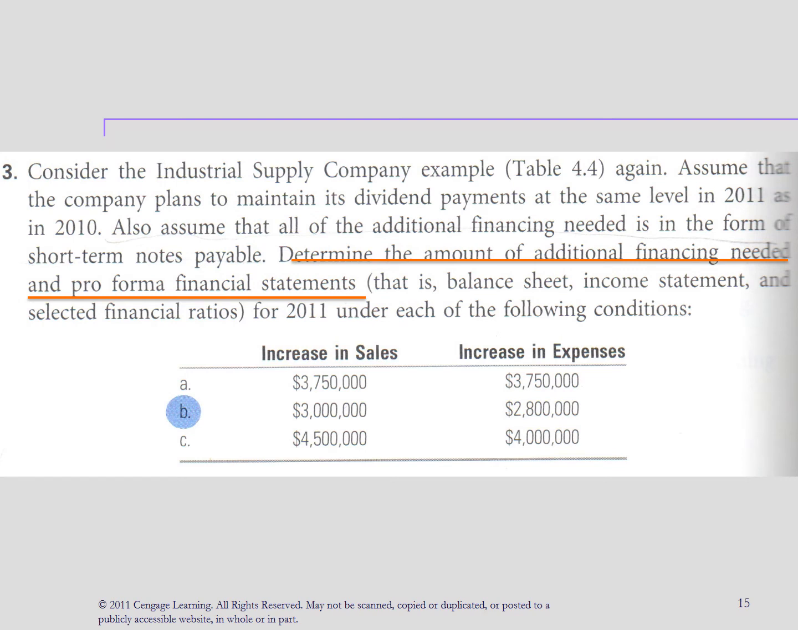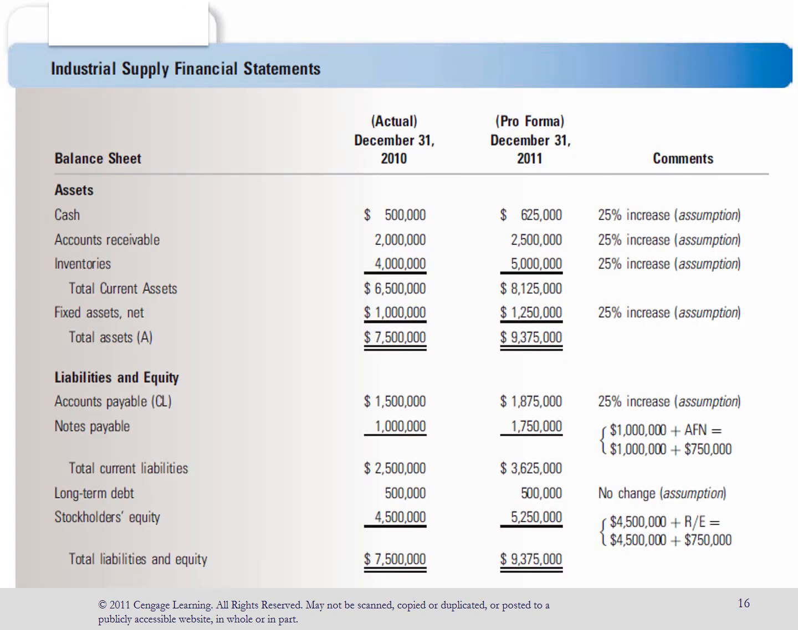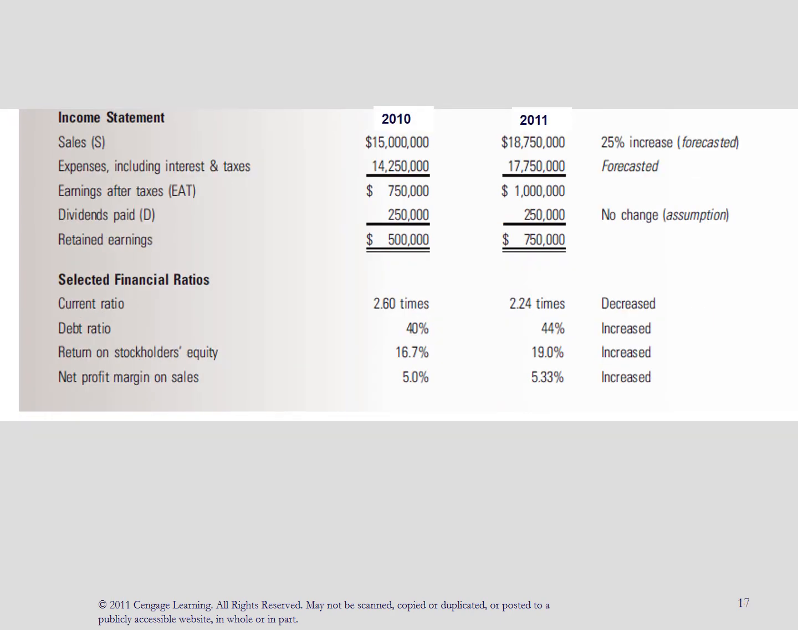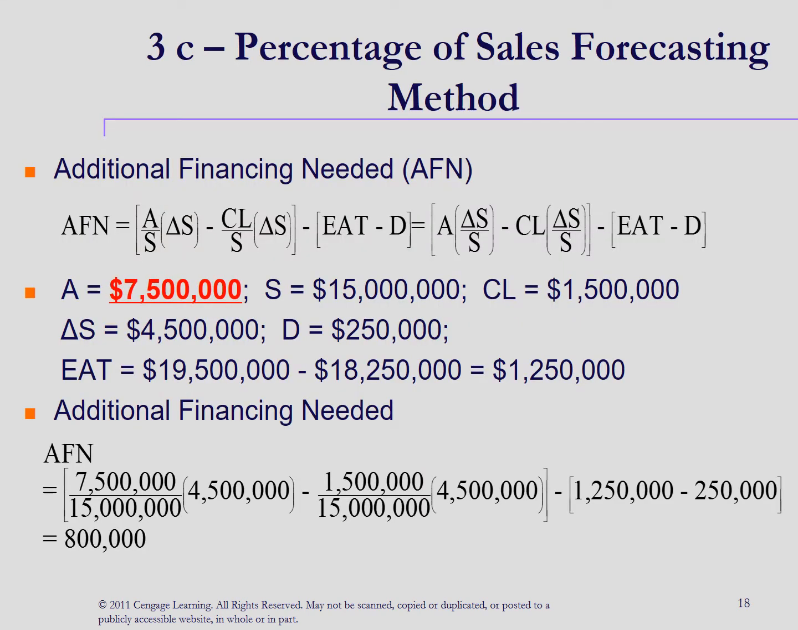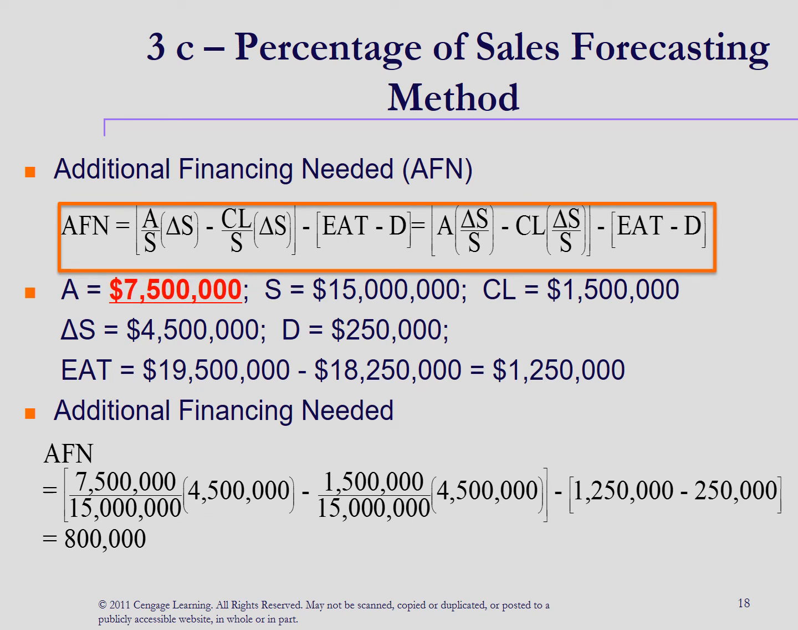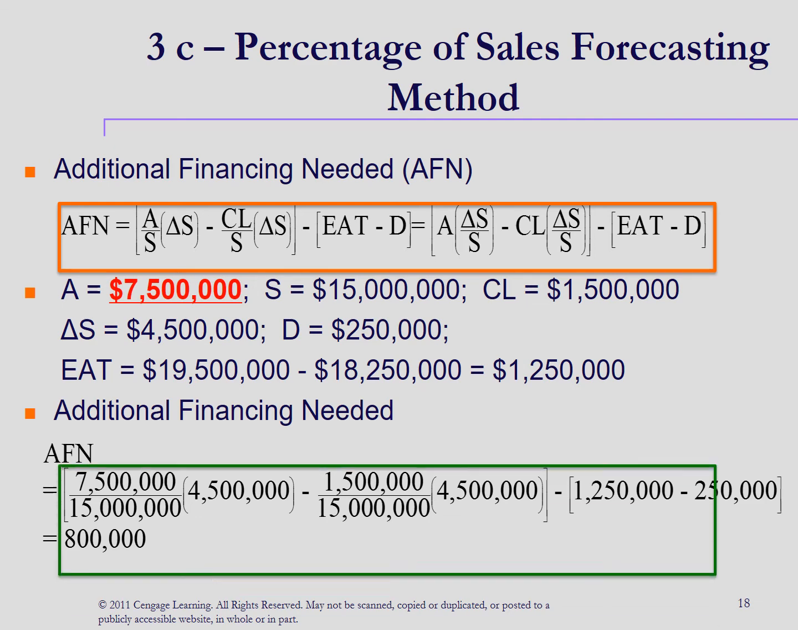Let us work on a problem to illustrate how to obtain the additional financing needed using the percentage of sales forecasting method. First, write down the formula of the additional financing needed when using the percentage of sales forecasting method. Second, obtain the information needed to use the formula from the problem.